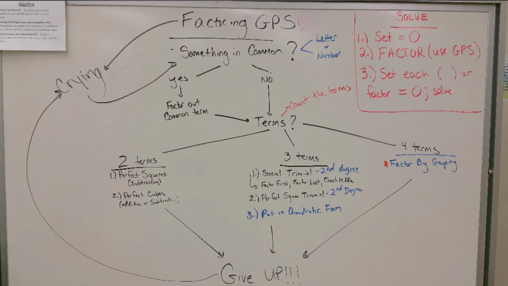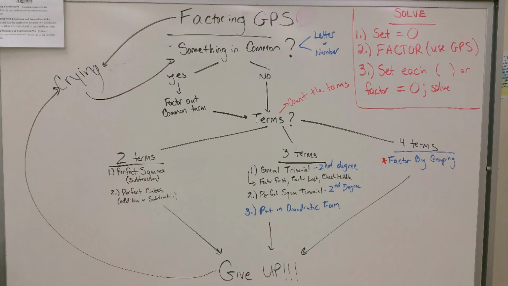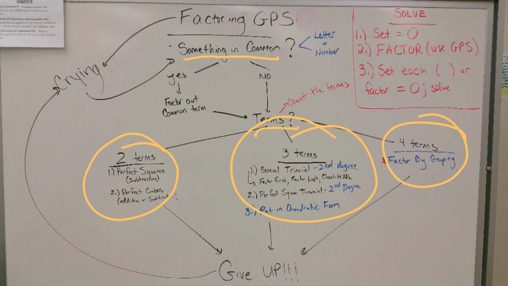Alright, for this next half of the worksheet, we're going to be using this factoring GPS from the board. Remember we called it GPS because whenever you get lost, you just look up here. You always start at the top and then you work your way down. Start by looking for something in common, and you count your terms, and then you start using these methods. Remember, if it says solve, you follow these methods for solving.